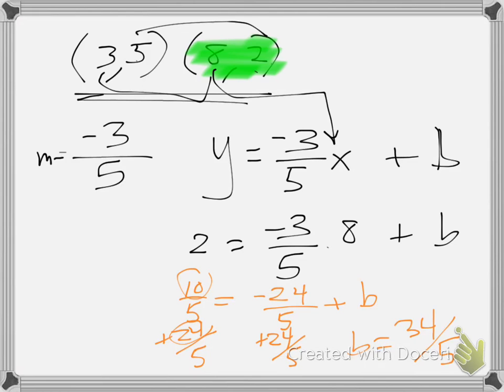So then my equation is going to be y equals negative 3/5 x plus 34/5.